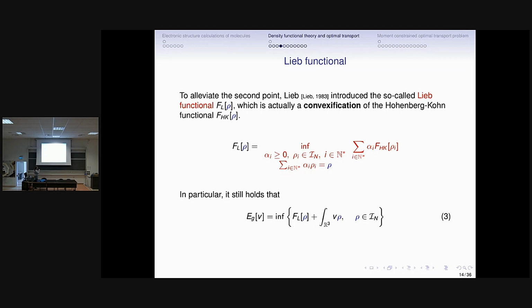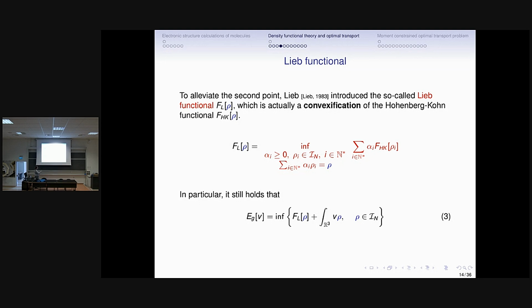So this other functional, the Lieb functional, I'm going to denote it by FL of rho in the rest of the talk. And this will be an approximation of this Hohenberg functional. More precisely, Lieb said, I'm going to define this new Lieb functional as a convexification of the Hohenberg functional. There are several ways to have a look at it. The simplest way, the first way to consider it, is to define it. So for a given electronic density, FL of rho will be given as the solution of the following minimization problem. What are you minimizing? You're minimizing over a sequence of non-negative numbers alpha_i, and a sequence of potential electronic densities rho_i, for i in the positive integers, the sum over i of alpha_i times the Hohenberg functional evaluated at rho_i, under the constraint that the sum over i of alpha_i rho_i is equal to the original rho.